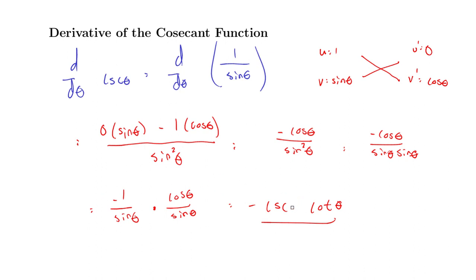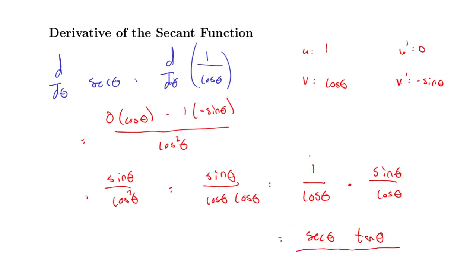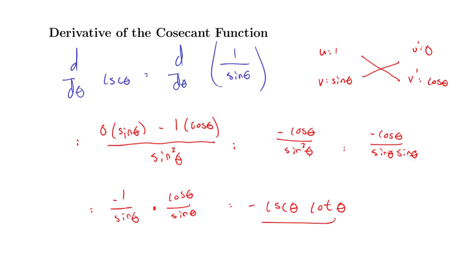Negative cosecant theta times cotangent theta. There we go. That looks really similar to what we had earlier. It was secant theta tan theta. Now we have negative cosecant theta cotangent theta. Interesting. And lastly, we can take a look at the cotangent function.